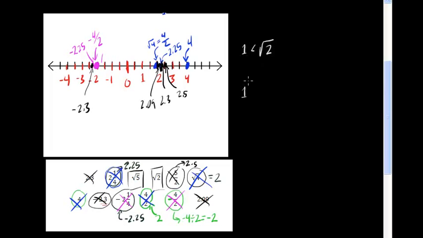How do I know that? Well, I'm trying to get a number squared that gets 2. But 1 squared equals 1. So that 1 is too small of a square root for 2. And 2 is too big, right? Because 2 squared is 4. But this is valuable because now we know the square root of 2 lives between 1 and 4.